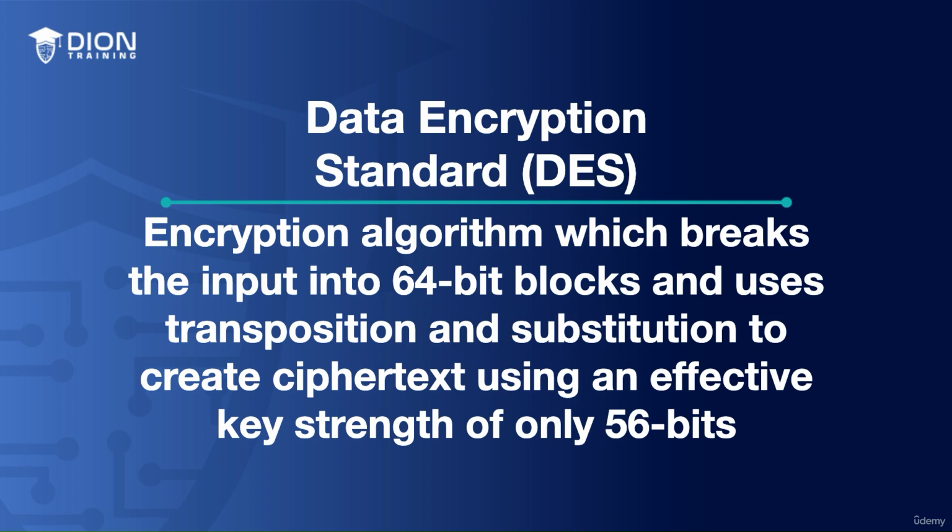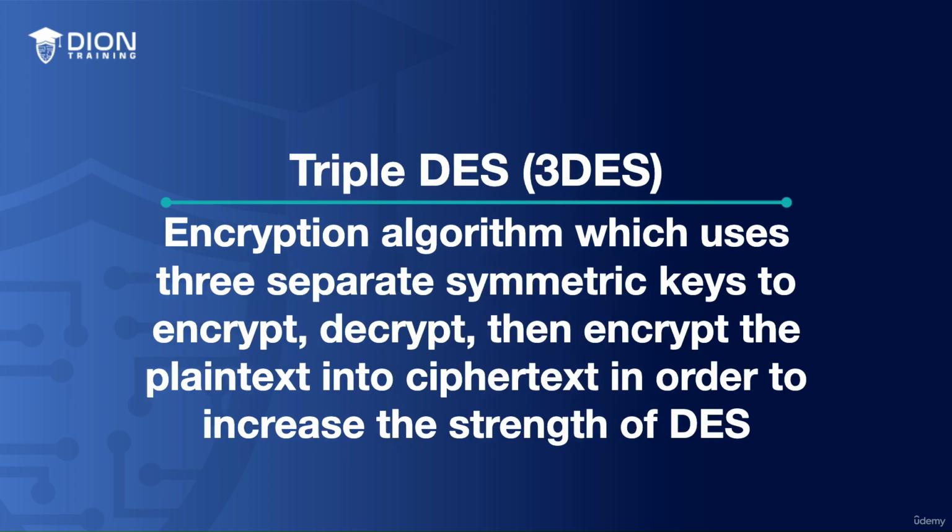Now, DES was heavily used all the way back in the 1970s, and it was used all the way up until the early 2000s. With DES, each message is going to be broken up into 64-bit blocks and then pushed through 16 rounds of transposition and substitution to create the final ciphertext. Now, because of DES's weakness and its key size, a modified version of it known as triple DES, which is written as 3DES, was also created.